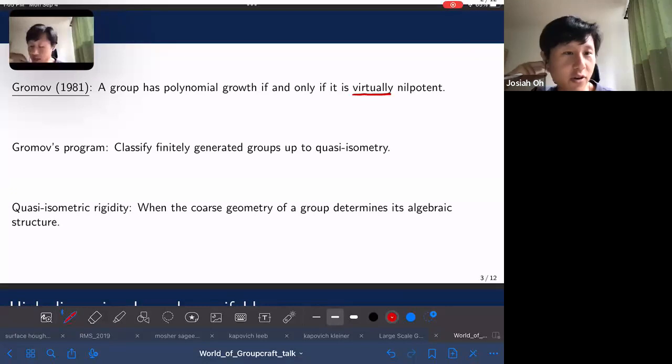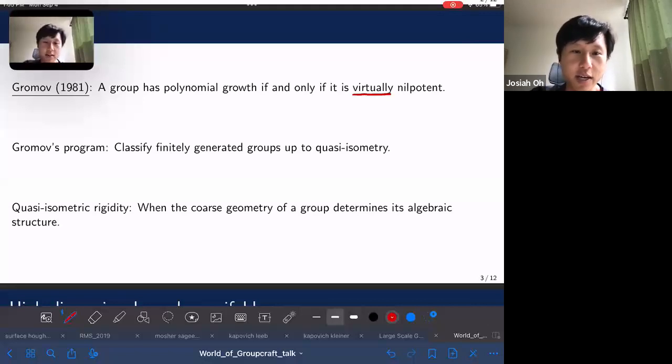In this program, even within this one direction of research, there are many branches that one can go down. For example, something that many people are interested in is identifying QI invariants, quasi-isometry invariants. For example, I just told you that growth rate is invariant under quasi-isometry. Another large subsection of this program is called quasi-isometric rigidity.